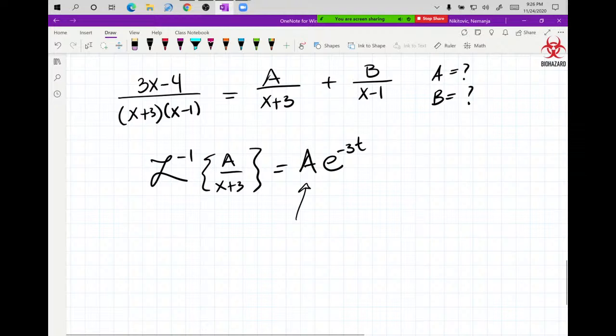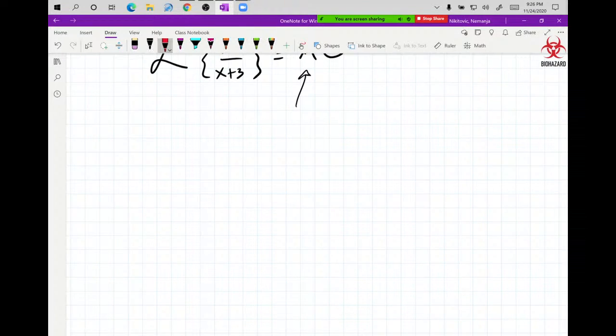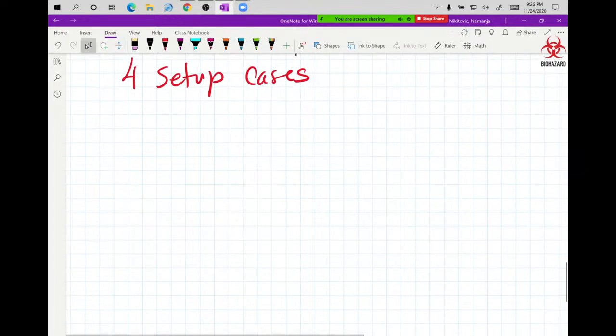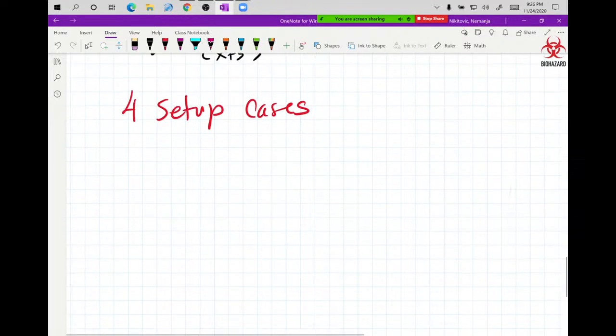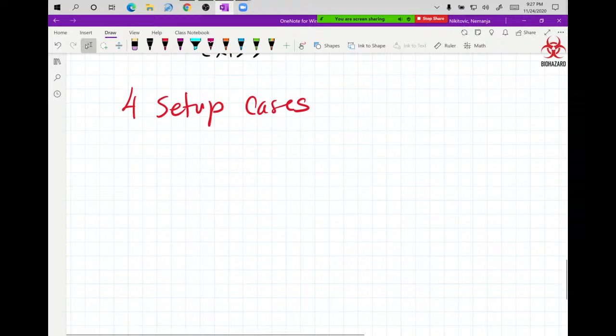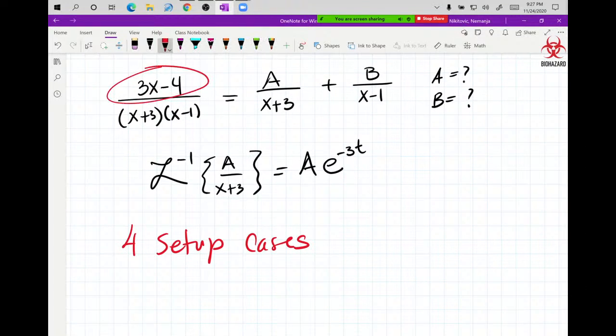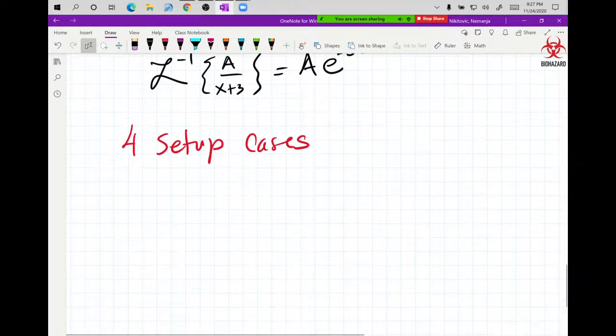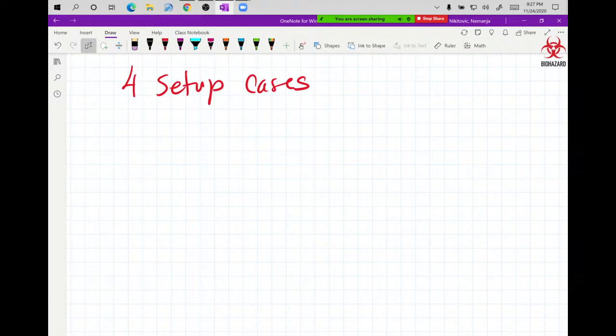So for partial fraction decomposition, we have the 4 setup cases that you need to know, and if you know those 4 setup cases, you will be able to set up any partial fraction decomposition that you run into. Now, guys, this is only for polynomials, right? If you have a trig function floating about over here, it's not partial fraction decomposition. Partial fraction decomposition is only for both of these being polynomials, which is what creates a rational function.